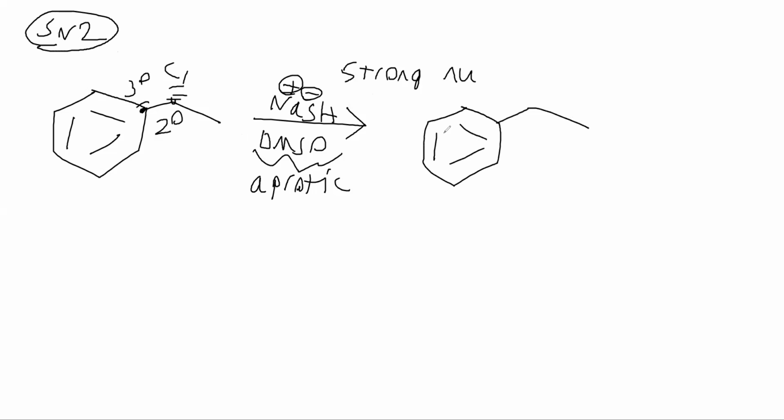Because it's SN2, what's going to happen to the stereochemistry? We're adding the SH, but is it going to be a dash or a wedge? Yep, it's going to be a wedge, because stereochemistry inverts when we do SN2.